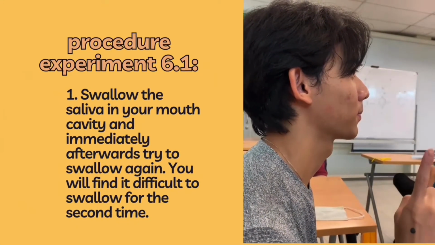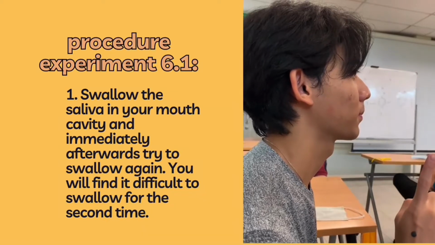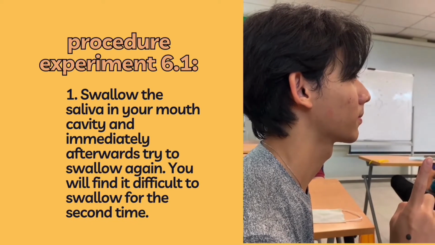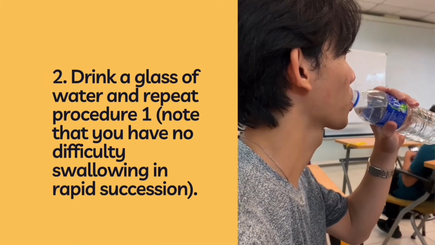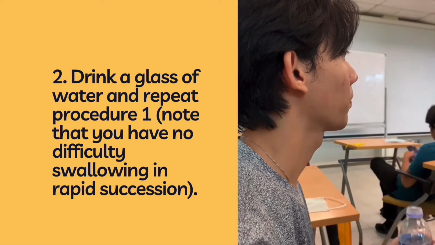For experiment 6.1, the first procedure is to swallow the saliva in your mouth cavity and immediately afterwards try to swallow it again. You will find it difficult to swallow for the second time. While for the second procedure, drink a glass of water and repeat procedure 1. Note that you have no difficulty swallowing in rapid succession.